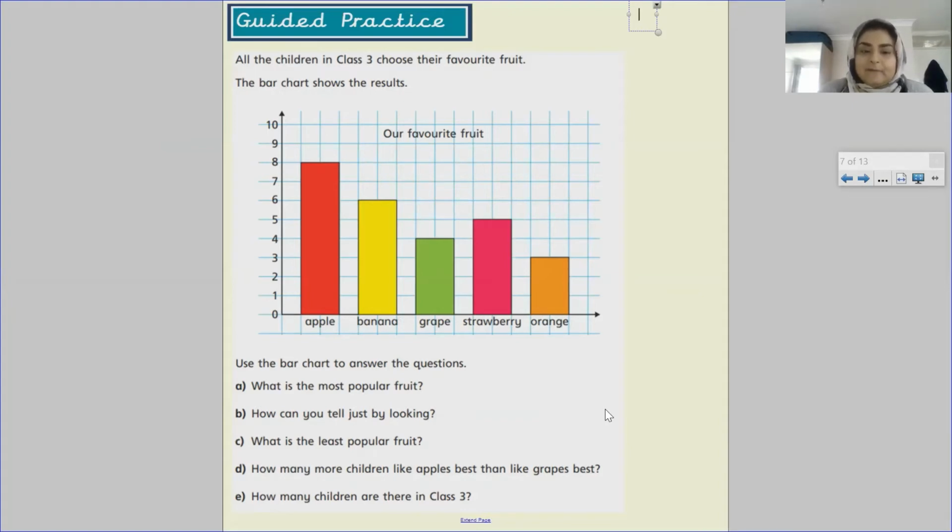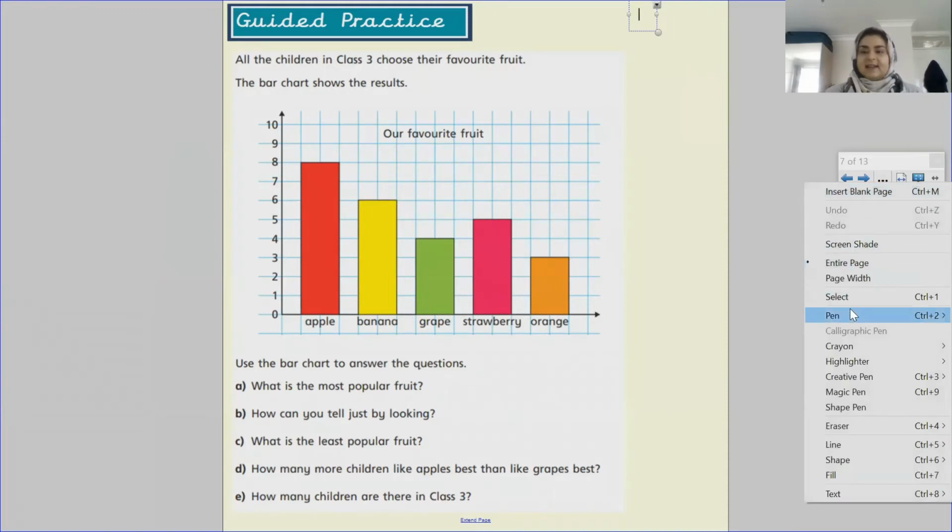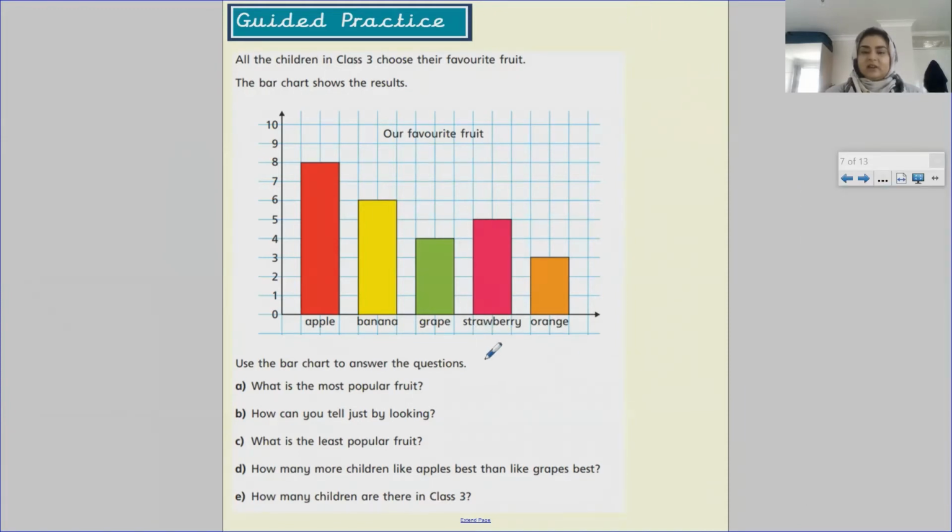For question A, what is the most popular fruit? The way I can find out the answer is by looking at all my fruit and seeing which bar is the highest. By looking at the bars, I can see that apple was the most popular fruit because it's the highest. It has 8 children that like the fruit compared to everything else. So the answer is 8. Now, if you can just work out the rest by yourself and then come back to my screen when you are ready.